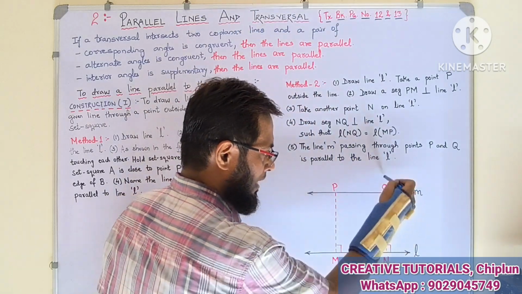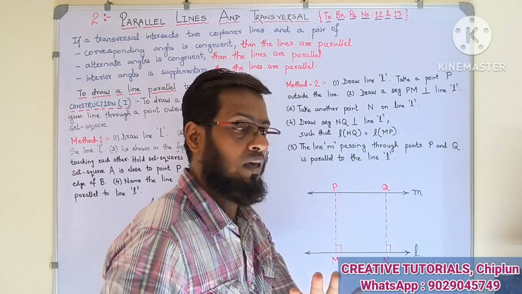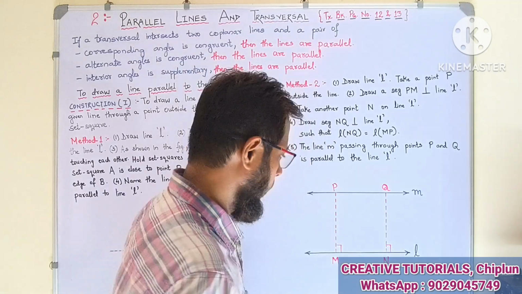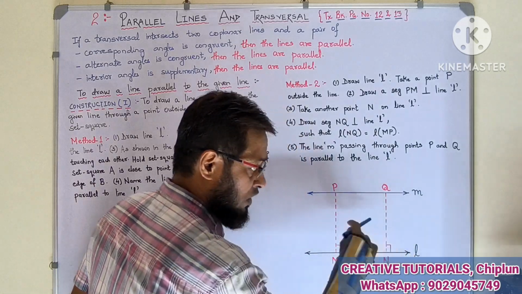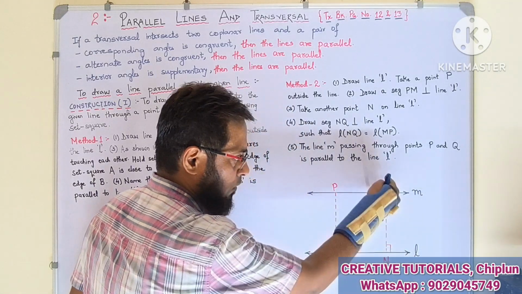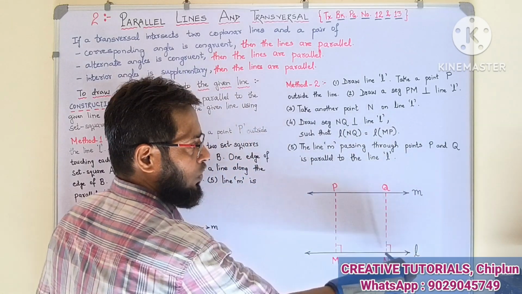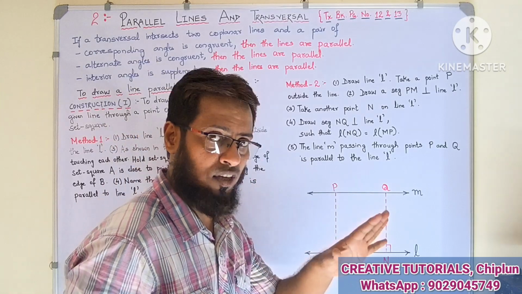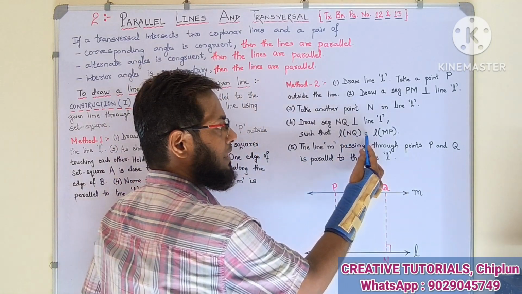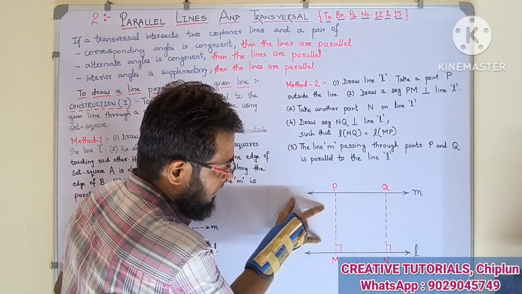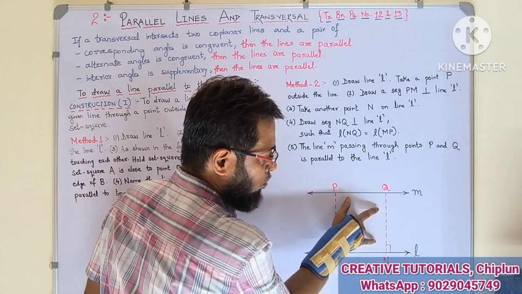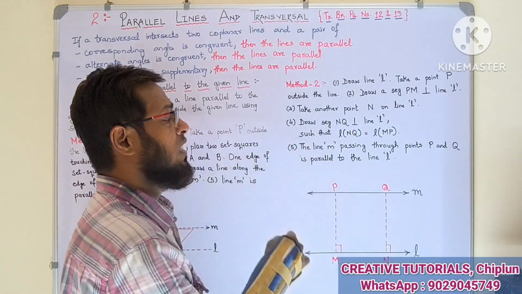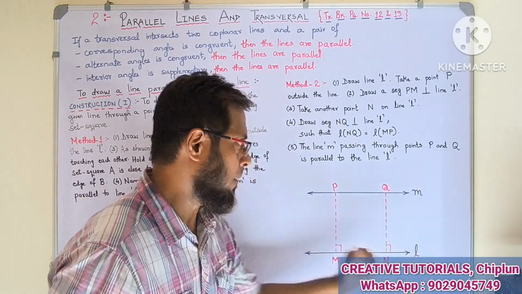For NQ, again we can make use of a set square, either the 30, 60, 90 or the 45, 45, 90. Keep the set square here, or here, whichever side you want, and draw one vertical line. That line is perpendicular to line L. So segment NQ becomes perpendicular to line L, and you have to draw it in such a way that length NQ is equal to length MP. Whatever the measure of MP is, the measure of NQ should be the same, because the lengths of these two are equal. This is the way they are asking us to draw perpendicular NQ to line L.